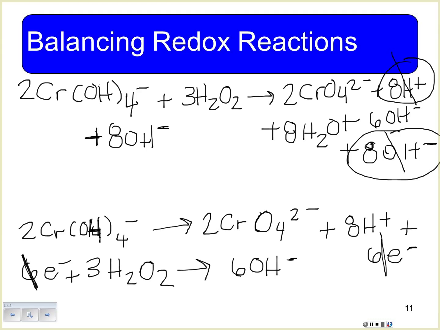Everybody see that? Now our H plus is gone because we're in basic conditions. We still have our hydroxide over here. Everything should still be mass and charge balanced. It says add these ions together to form water, which is what we just did, and then simplify. You may or may not have to continue to simplify. It just depends on the equation.